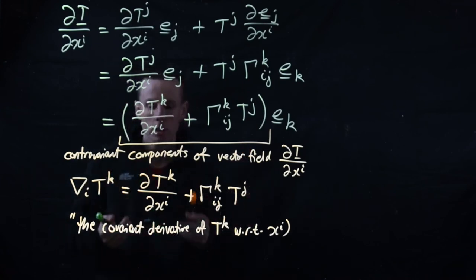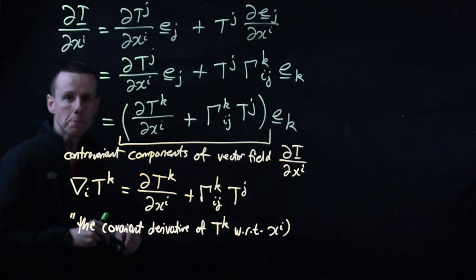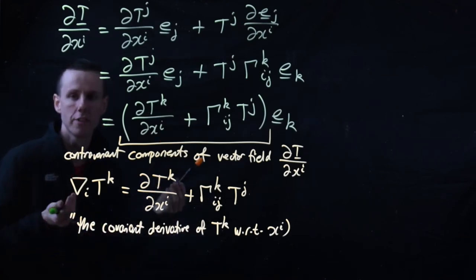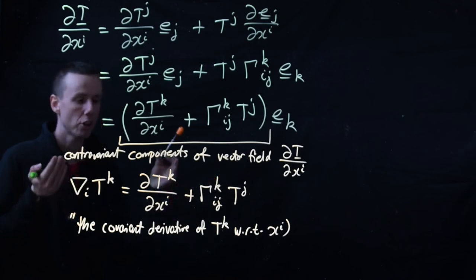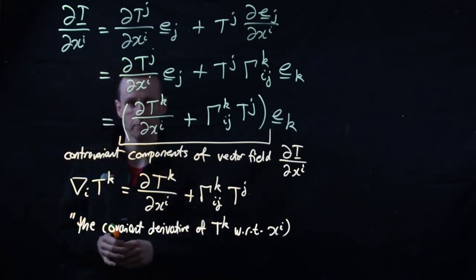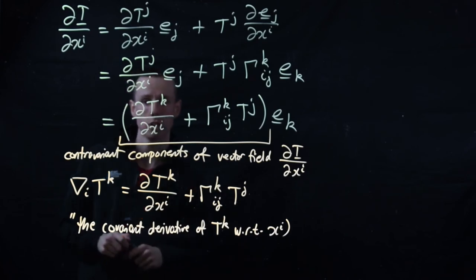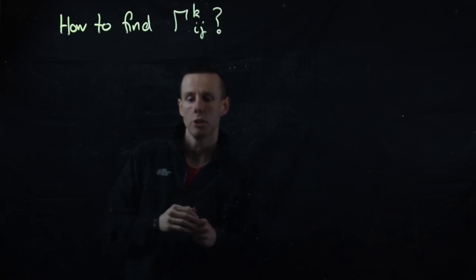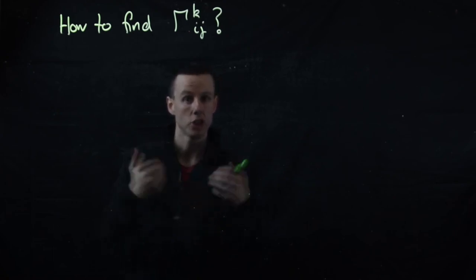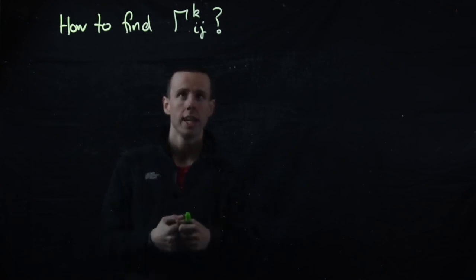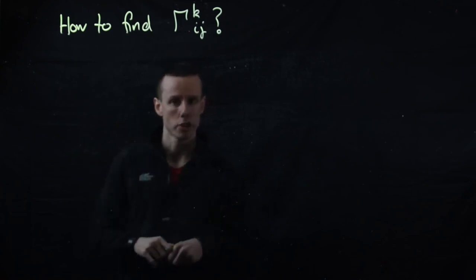But there's one crucial piece of information that's missing, and it's about the Christoffel symbols. How do you find them? If you're given a coordinate system, how do you find these Christoffel symbols? That's the last thing we'll write down now before the end of the video. The last thing we need to know, to be able to find those covariant derivatives, is how to find the Christoffel symbols.